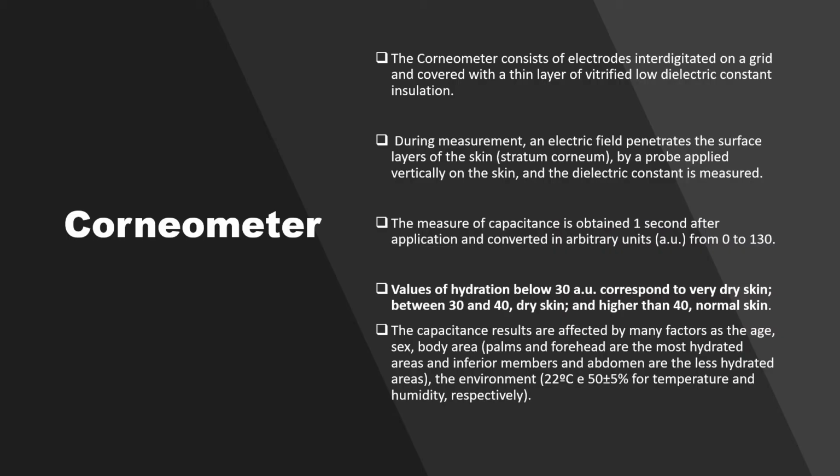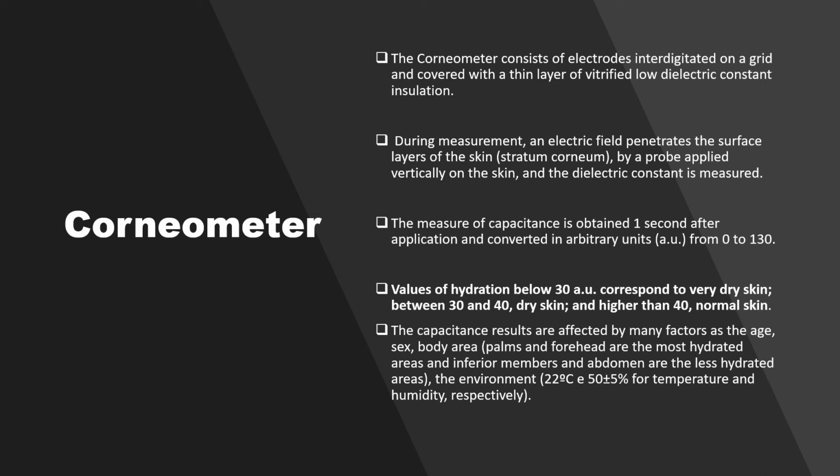Now, the corneometer basically consists of electrodes interdigitated on a grid and covered with a thin layer of vitrified low dielectric constant insulation. An electric field penetrates the surface layer. When you apply the probe vertically on the skin, it penetrates the surface layer of the skin, and the dielectric constant is measured. The measurement of the capacitance is obtained 1 second after the application and converted into an arbitrary unit, AU, from 0 to 130. So values of hydration below 30 AU correspond to very dry skin.